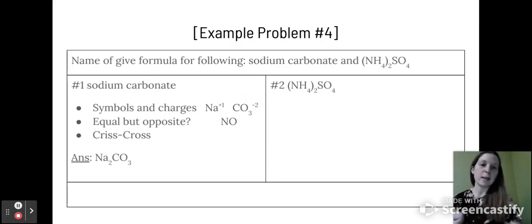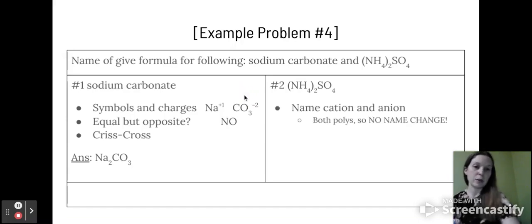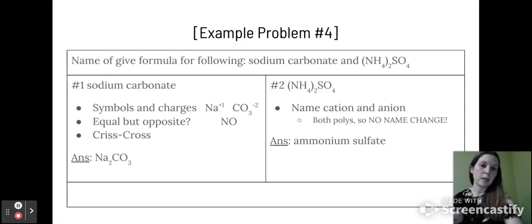Then we need to write the name for (NH4)2SO4. Name the cation and anion. Both are on your polyatomics chart, and there's no name change. So NH4 is ammonium. SO4 is sulfate. So your answer would be ammonium sulfate.